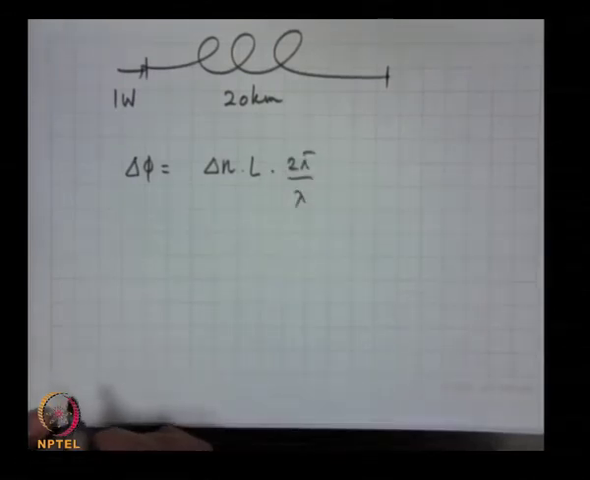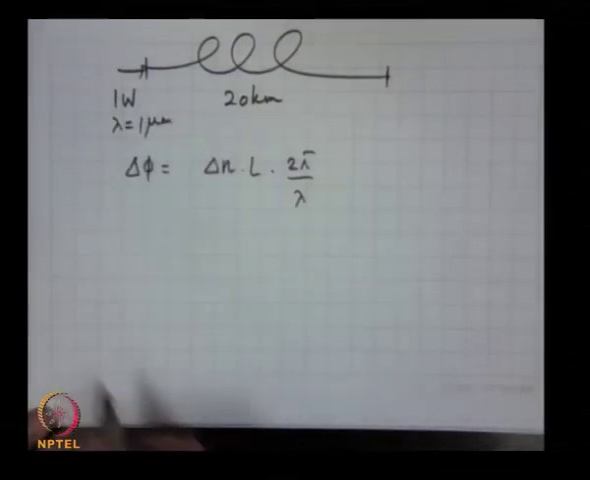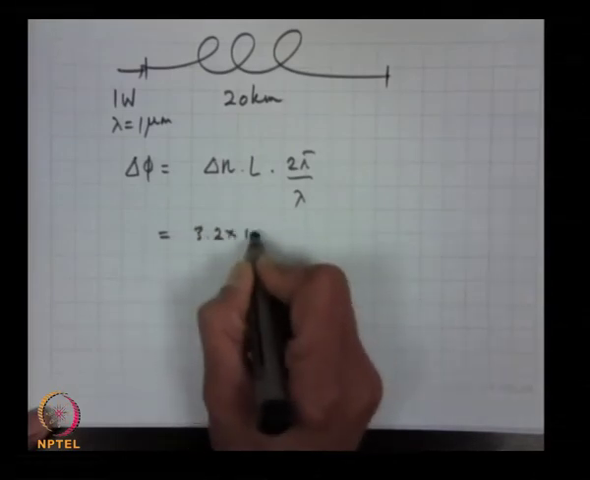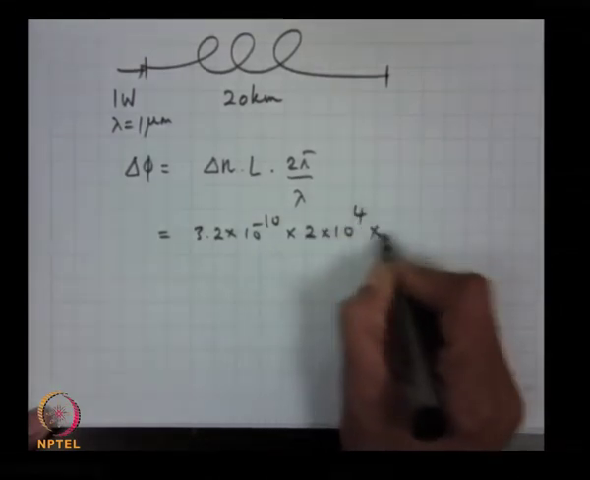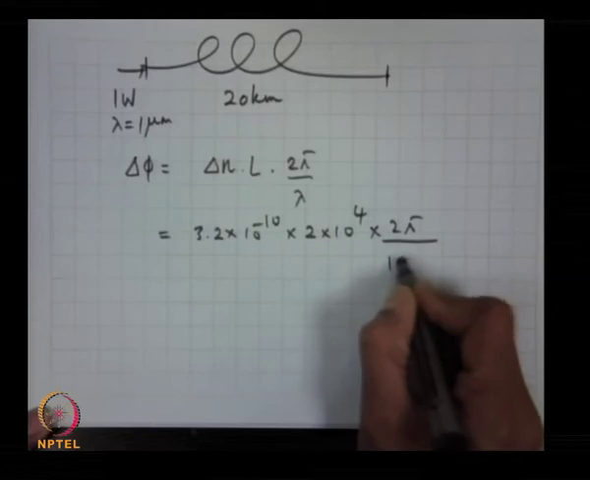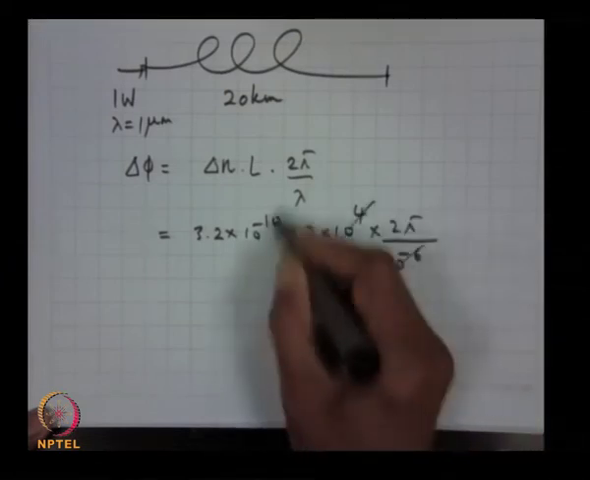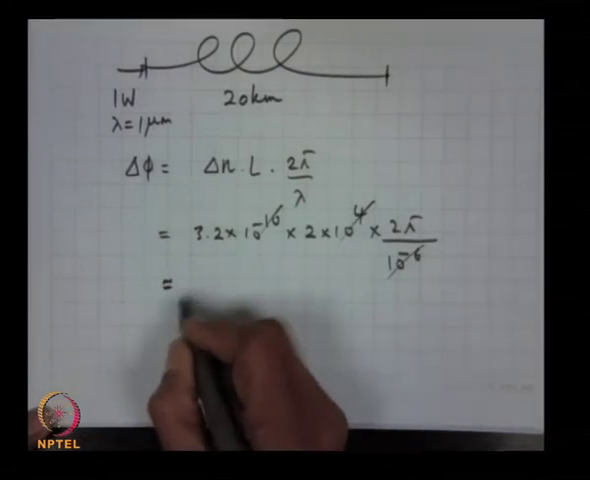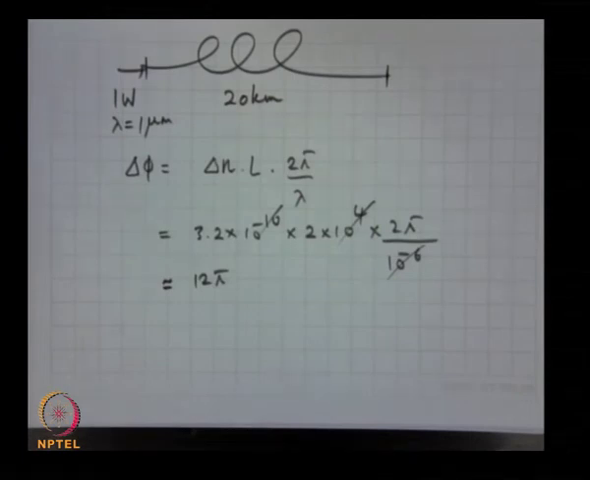Into 2 pi by lambda, right? So let me assume a lambda of 1 micrometer, and let me calculate this. 3.2 into 10 to the minus 10, into 2 into 10 to the power 4, into 2 pi by 10 to the minus 6. So about 12 pi. Huge change.